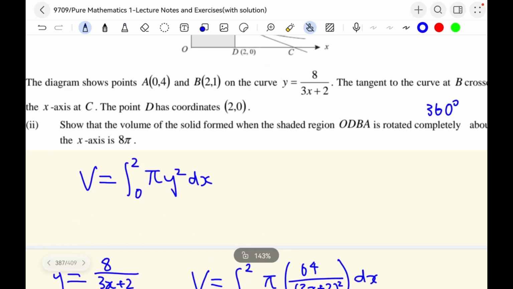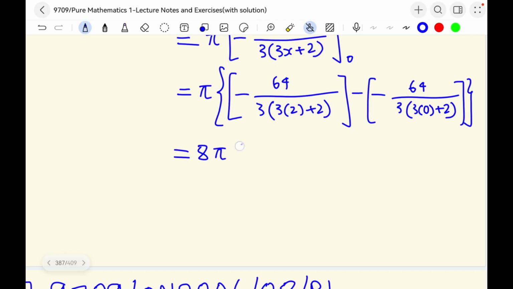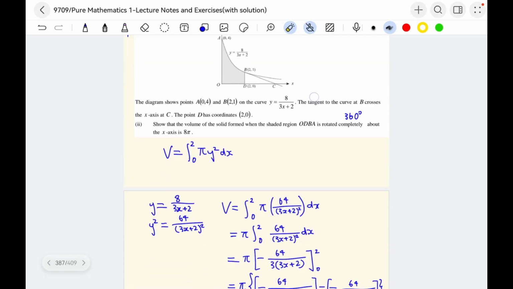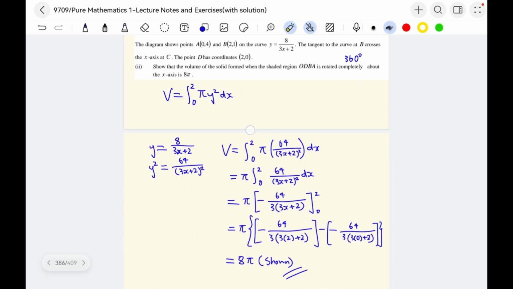So look back at your question, what it wants. Show that the volume of the solid formed is 8 pi. Okay, therefore, shown. At this stage, you have successfully shown that the workings that you have done lead to the answer of 8 pi, as the answer stated in the question. So yeah, this question wants you to use this formula and the modification, and then the workings that lead to the answer expected from the question.